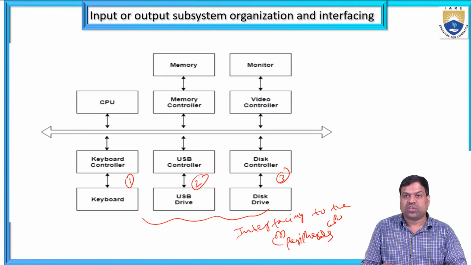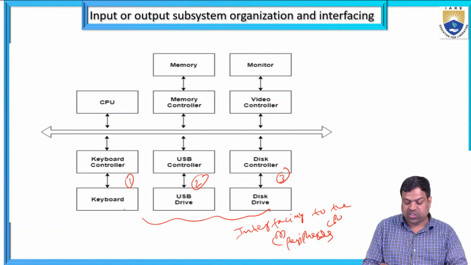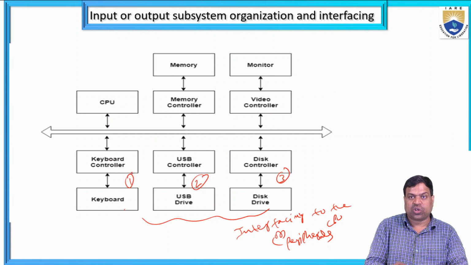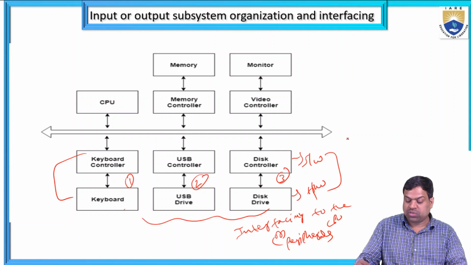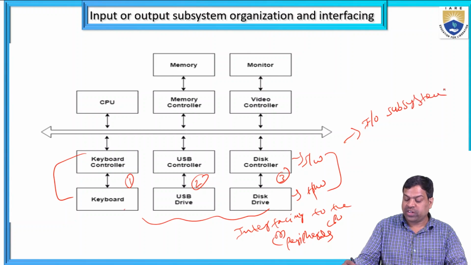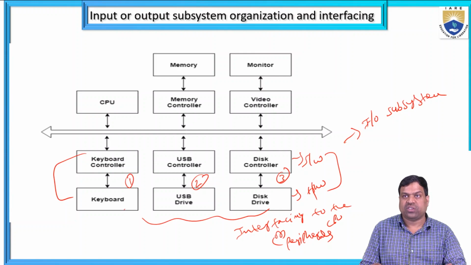These are all called peripherals or interfacings to the CPU. Keyboard is one interfacing, USB drive another interfacing, disk drive is also another interfacing. For the keyboard I need a keyboard controller, for the USB drive I need a USB controller, and for the disk I need a disk controller. That belongs to software, and the disk drive belongs to hardware. This hardware and software I need to control this. It is called the input output subsystem. So I need software and hardware to control the input output devices or drivers.